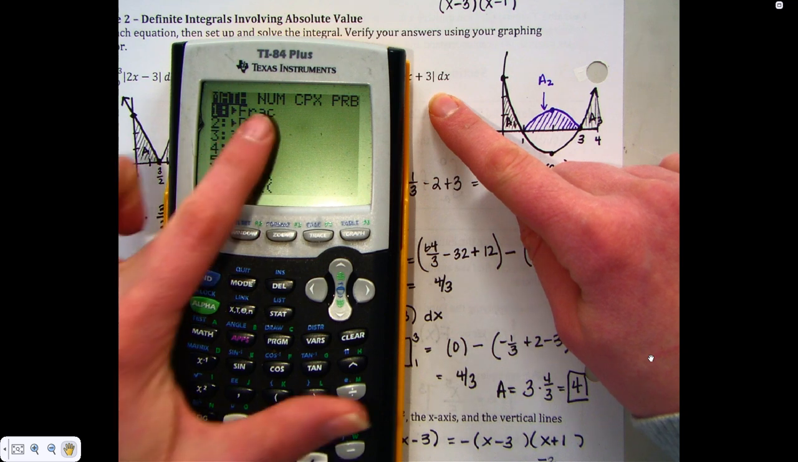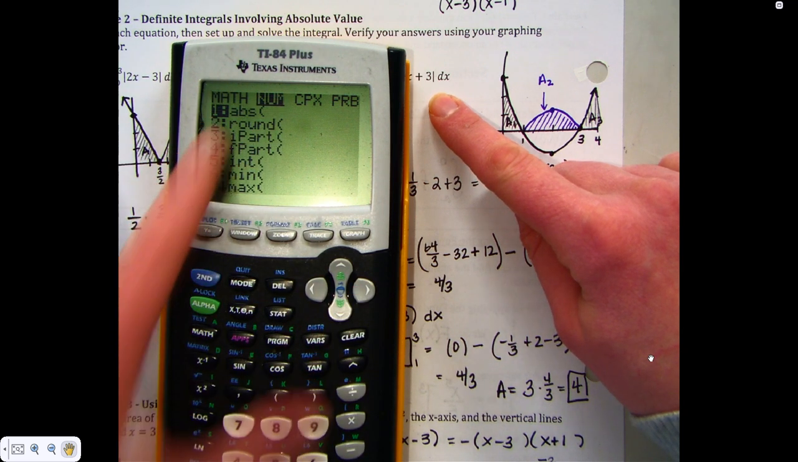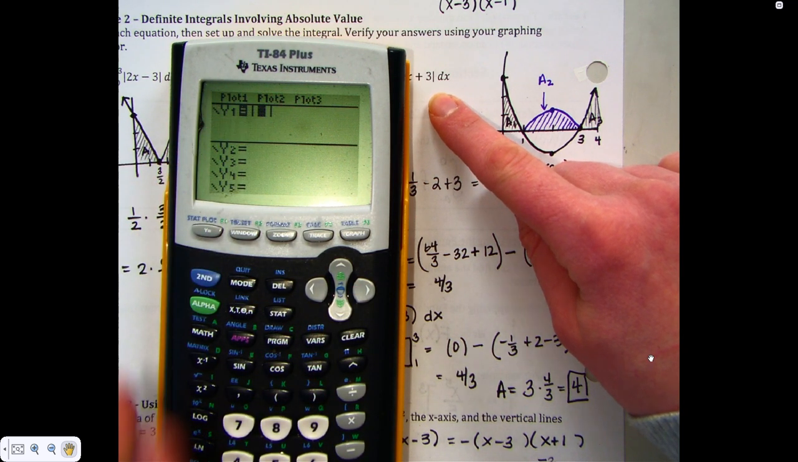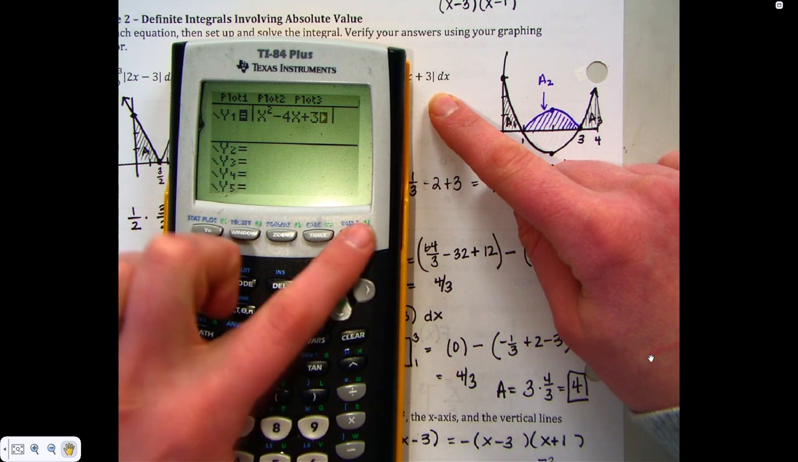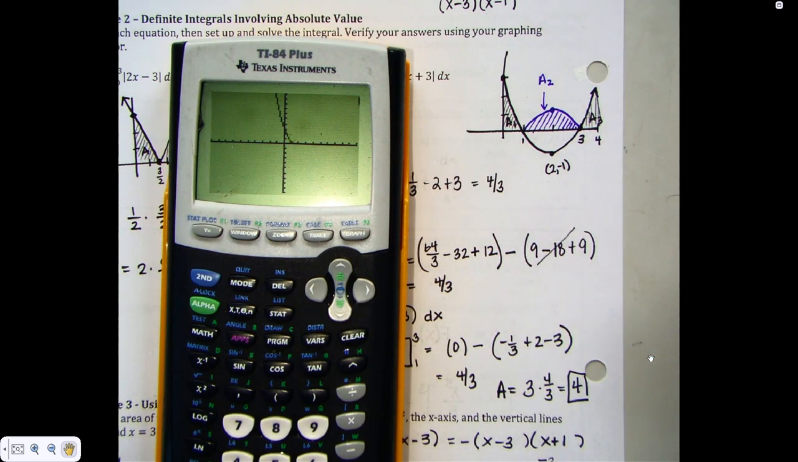And it's actually in the number column. So absolute value here, it'll glue in those nice absolute value symbols. And now I'll type in my function, x squared minus 4x plus 3. And I can double check my graph. See how I did? See how it's got that little hump there? Well, that's where it was reflected upside down. And I can calculate option number 7. And I just want to tell it to start at 0 and end at 4. And there you go. I know that I can check it and I did it right.